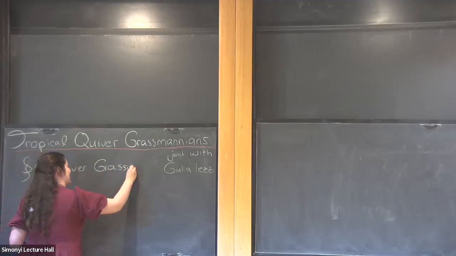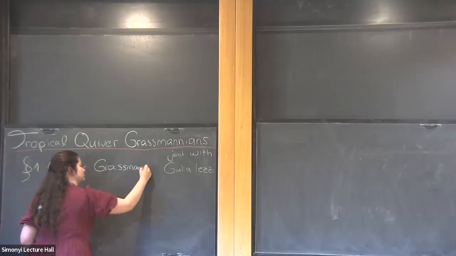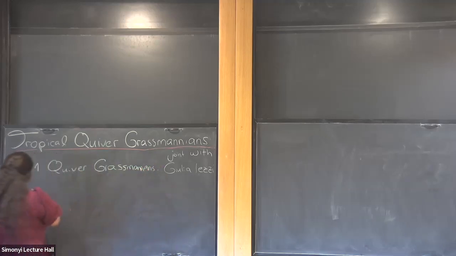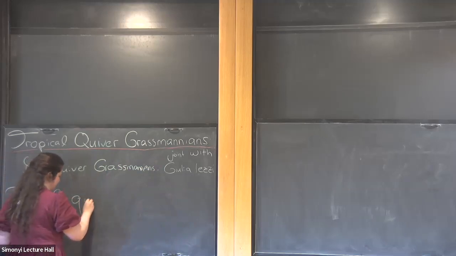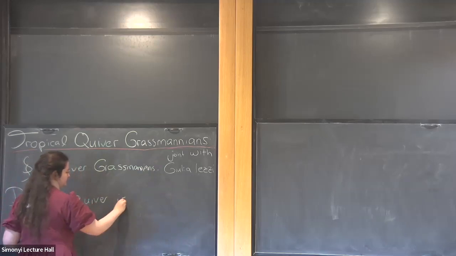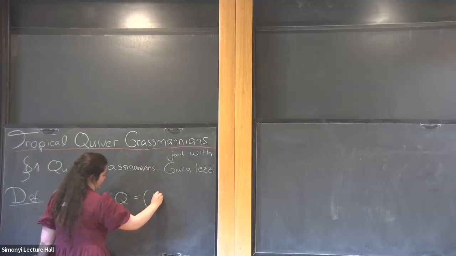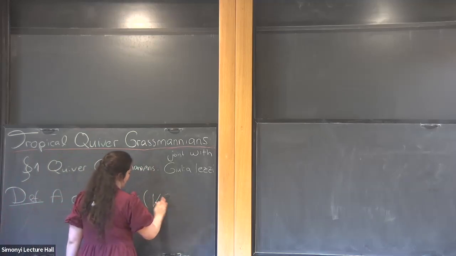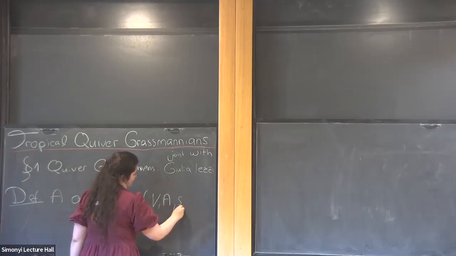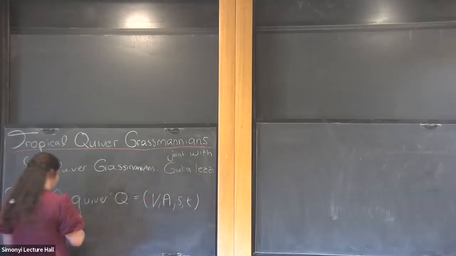To define a Quiver Grassmannian, I first have to tell you what a quiver is. And a quiver is an object that everyone here, I'm sure, has seen and loves. A quiver is a directed graph. And I'm going to denote the vertex set by V, the arrows by A, and I have a source and a target map for each of my arrows.